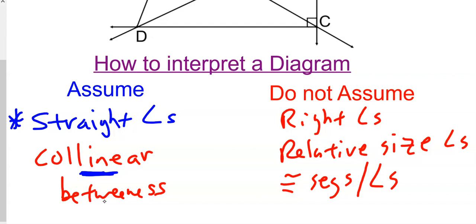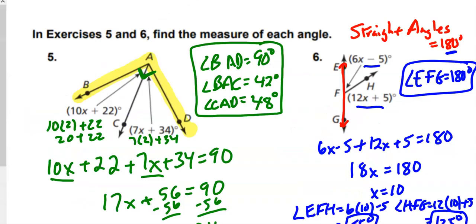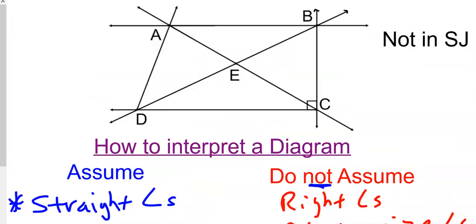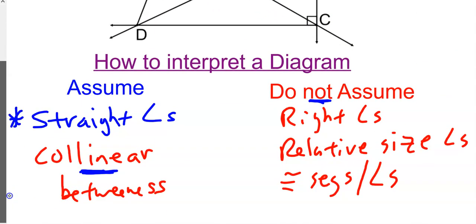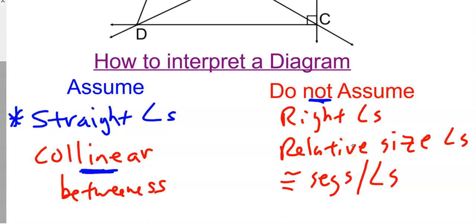Things we cannot assume: right angles. Now I'm going to go back to our previous problem. The only reason we could say that this is a right angle is because it was already marked in the diagram. If this little box was not there, we cannot assume right angles there. You cannot ever assume an angle is a right angle, acute angle, or obtuse angle. You can't assume the relative size of it unless you know other information about it.